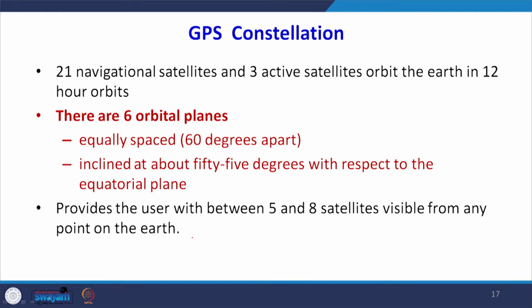Then the constellation. So, the 24 satellites are there. 21 are navigational satellites and 3 are active spares, and they orbit the earth every 12 hours. So, one round of the earth is done in every 12 hours. There are 6 orbital planes for these 24 satellites.